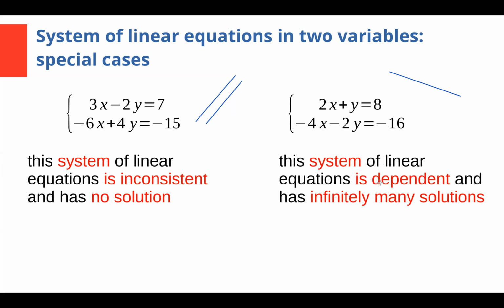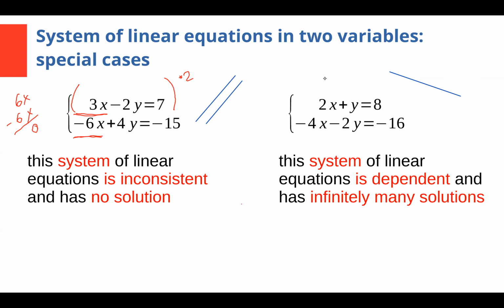The question now is, how will it look algebraically? Well, let's solve this one and let's solve this one. At least let's try. Let's see what happens when we run into these special cases. I'm looking at the first one, and what I would like to do is to eliminate the x. So if I want to eliminate the x, I will multiply the first one by 2. That's all I need, because check this out. 3 times 2 will be 6x, and then I have the negative 6x here, so it will give me 0.